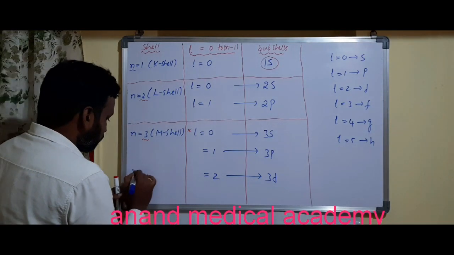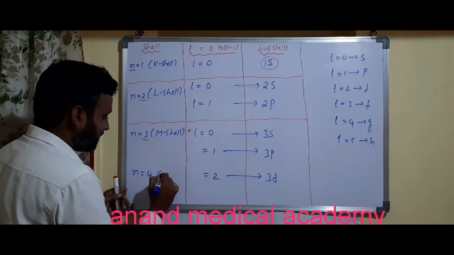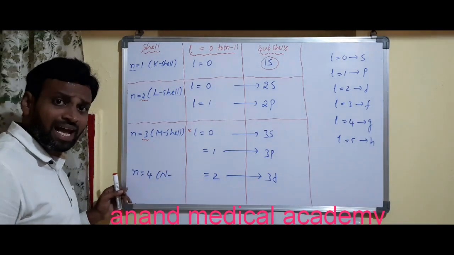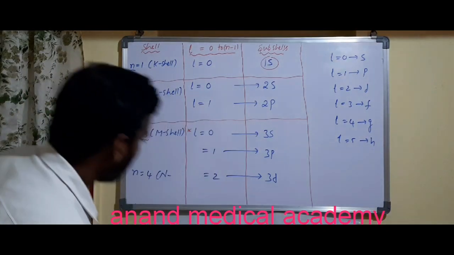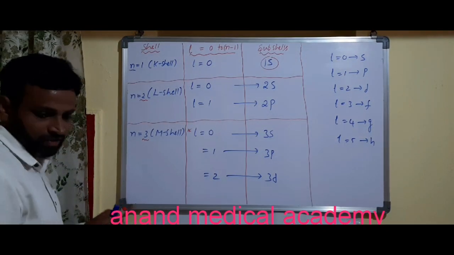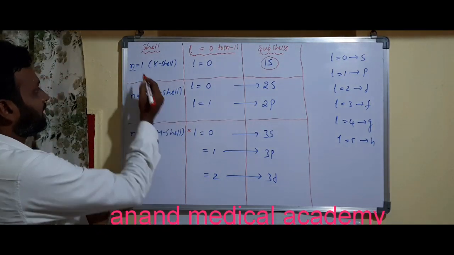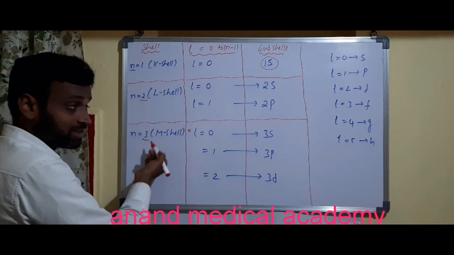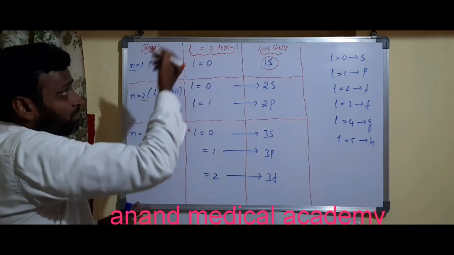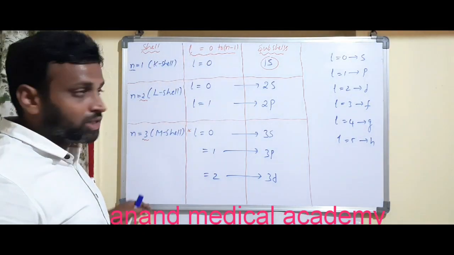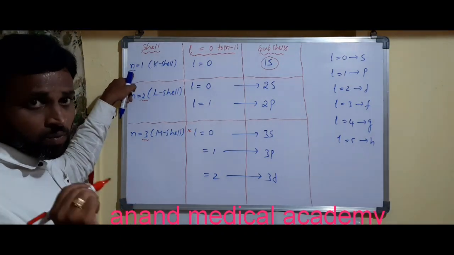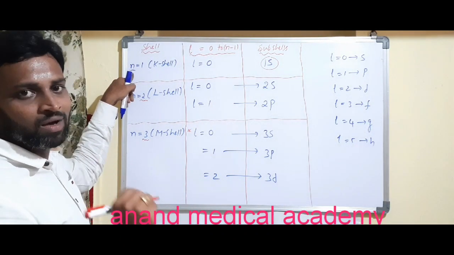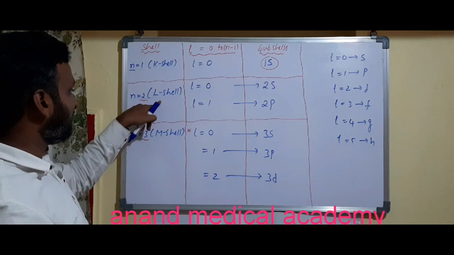n equals 4, suppose, that is N shell, capital N. Actually there's no need of that, so I'm just giving three here. n equals 1 means K shell, n equals 2 means L shell, n equals 3 means M shell. Next, come to the subshells. Shell is represented with small n. Shell number means small n. Shell means K, L, M like that.